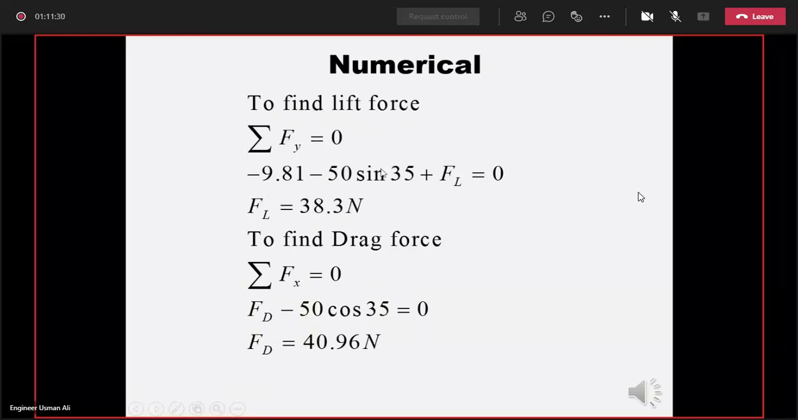The force acting downward with the negative sign is the weight, minus 9.81 minus 50 sine of 35. And FL is in the positive y direction, so that will be with the positive sign. Simplifying it, minus 9.81, you take to the other side, and this one also, 50 sine of 35, so in total it comes to be 38.3 newtons. You can also check the answer that you are placing. So the lift force is 38.3 newtons that we get in this case.